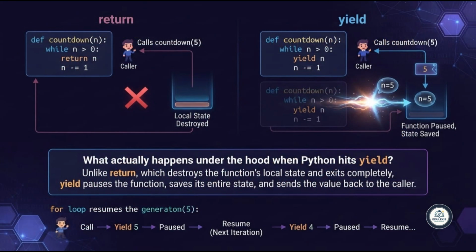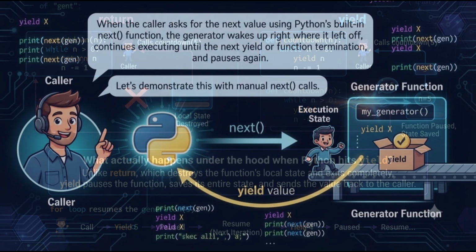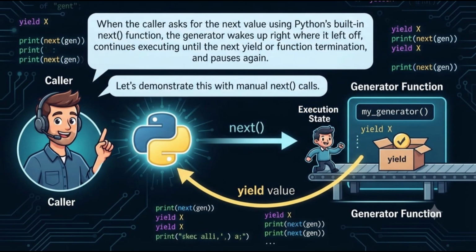What actually happens under the hood when Python hits yield? Unlike return, which destroys the function's local state and exits completely, yield pauses the function, saves its entire state, and sends the value back to the caller. When the caller asks for the next value using Python's built-in next function, the generator wakes up right where it left off, continues executing until the next yield or function termination, and pauses again. Let's demonstrate this with manual next calls.